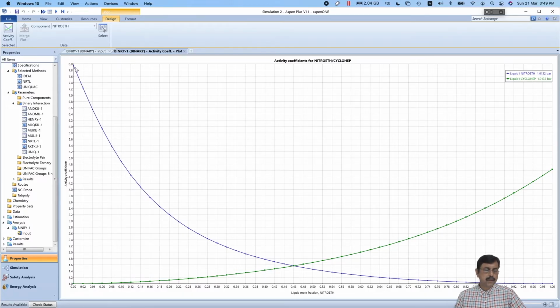So it is decreasing from 8 to 1, and for liquid cycloheptane, the activity coefficient increases from 1 to 4.6 with an increase in the mole fraction of nitroethane. And this result corresponds to 1 atmosphere pressure. If we increase the pressure, this figure will also change.